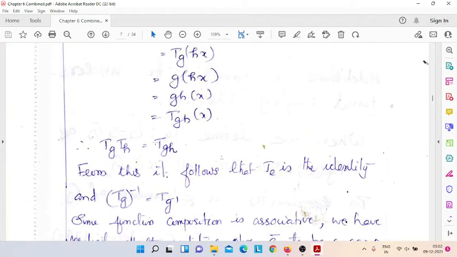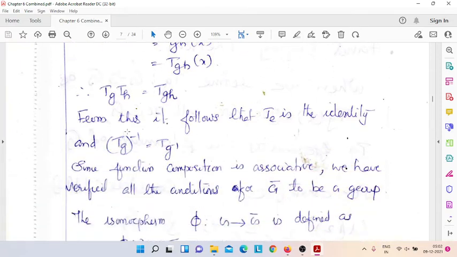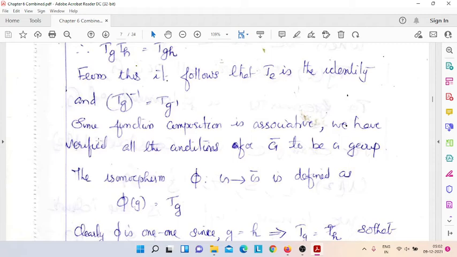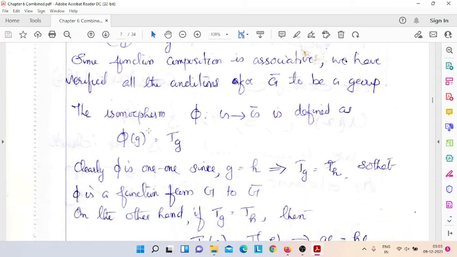It's not a difficult task; it's easy to write these steps and verify that these two are satisfied. And since function composition is associative, we have verified all the conditions for the second group G bar to be a group. And the isomorphism needs to be established, an isomorphism from the first group to the second group. We want to show that there exists an isomorphism.